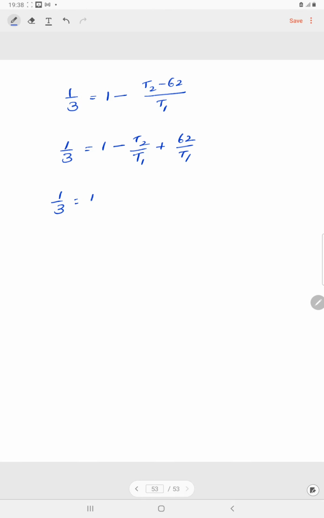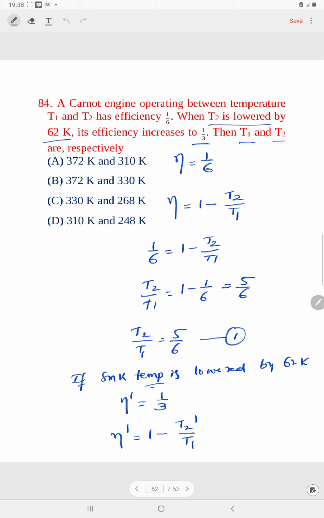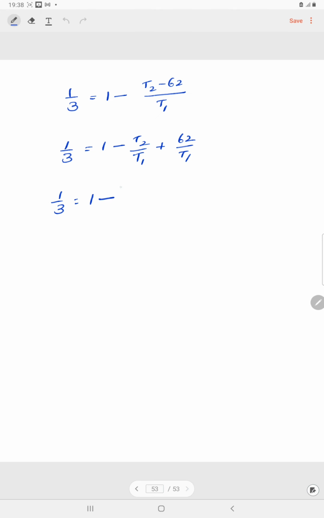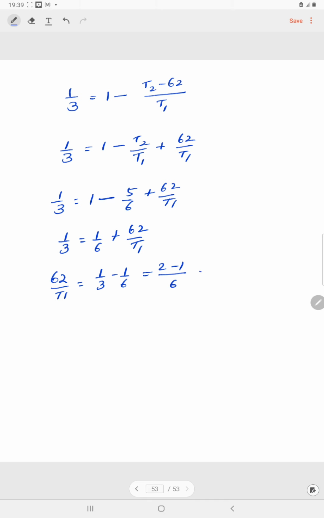Now 1 by 3 equals 1 minus. If you look back, T2 by T1 is 5 by 6 in equation 1. Substitute it as 5 by 6 plus 62 by T1. Now 1 by 3 equals 1 minus 5 by 6, which is 1 by 6, plus 62 by T1. Then I want 62 by T1. It becomes 1 by 3 minus 1 by 6. 6 is the LCM. It is 2 minus 1. It becomes 1 by 6. Then 62 by T1 is 1 by 6. That means T1 is equal to 62 into 6, which is 372 Kelvin. This is the source temperature.